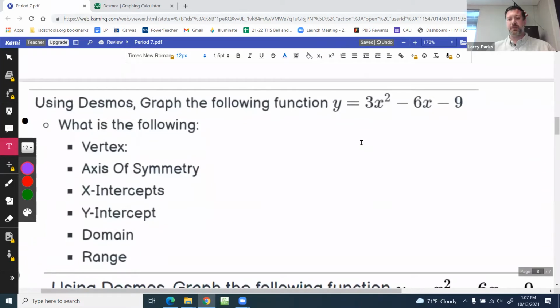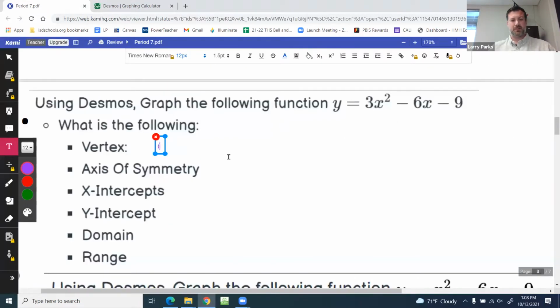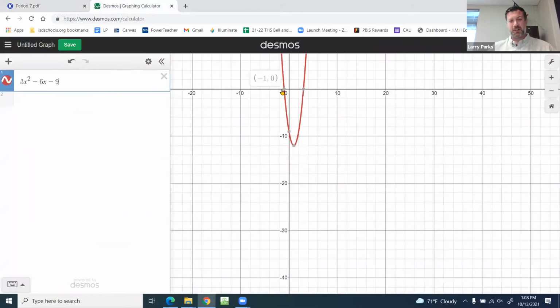All right, another thing is you should be able to type something in Desmos and get all of this information. So let's type in 3x squared minus 6x minus 9. What is the vertex? You just go down here, put your cursor down there. Sometimes you have to click. It's 1, negative 12. Wow. The axis of symmetry is always x equals the x value, so it'd be x equals 1. You do need the x equals. The x-intercepts are negative 1, 0, and 3, 0.